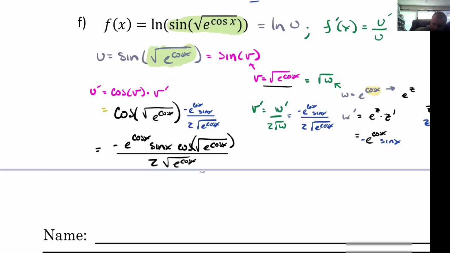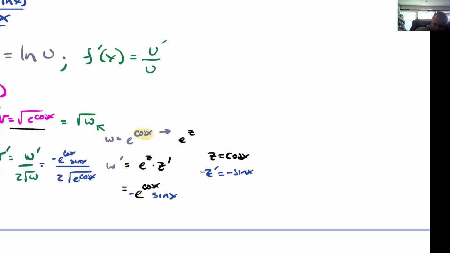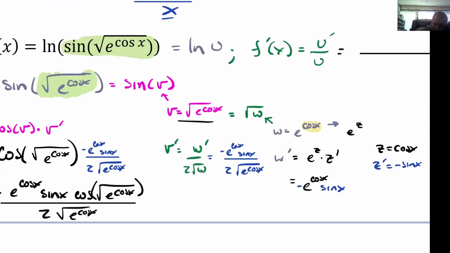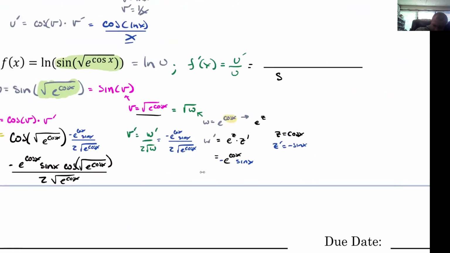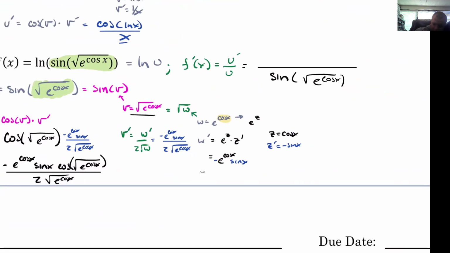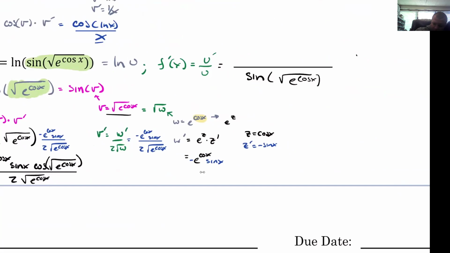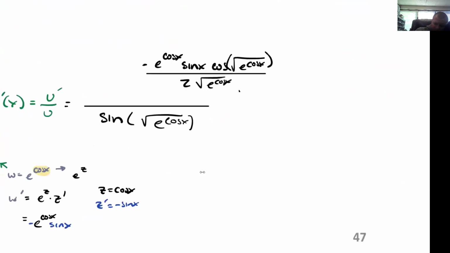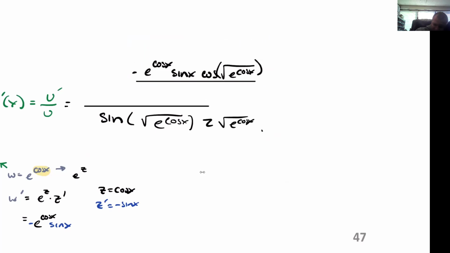Finally, let me just copy that and paste it up here. So our u was the sine of the square root of e to the cosine of x. So that's in our denominator. I'm going to multiply this thing by my u prime, which was this. So if we're multiplying by those two things, this 2e to the cosine of x is going to go down the bottom. This is going to stay on the top.